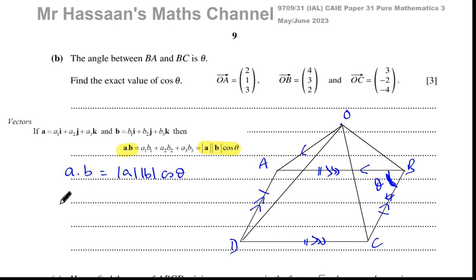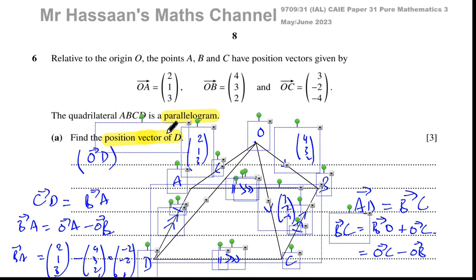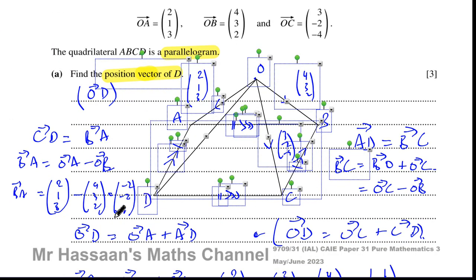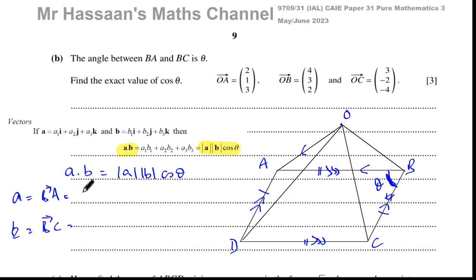So how do you find the dot product? Let's call A, for example, vector BA, the vector from B to A, which we already found in the last question. And B, we call it the vector from B to C, which we already found also in the last question, because we did it in both ways. So vector A was B to A, which was negative 2, negative 2, 1.